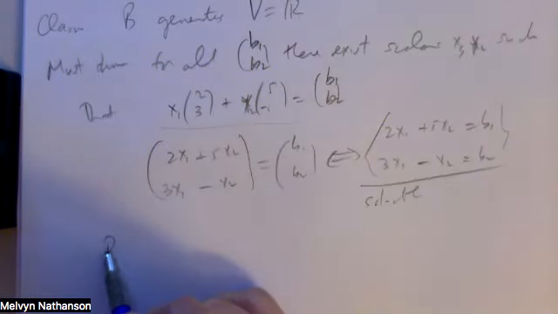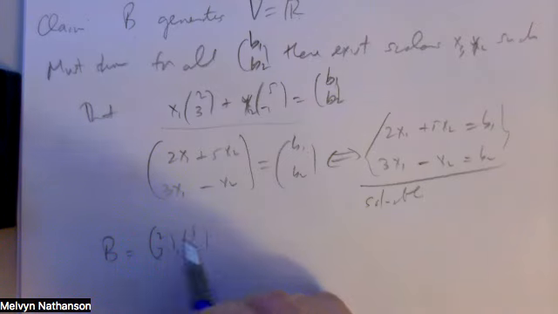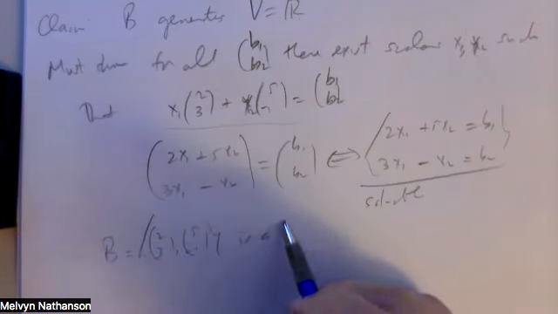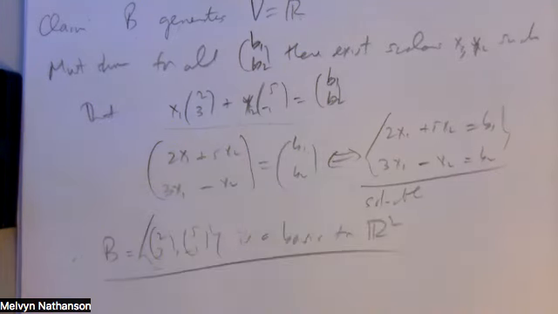So therefore, B, which is the vectors (2, 3) and (5, -1), is a basis for R2. It's a nice example of a basis. There are many bases for R2. This is one.